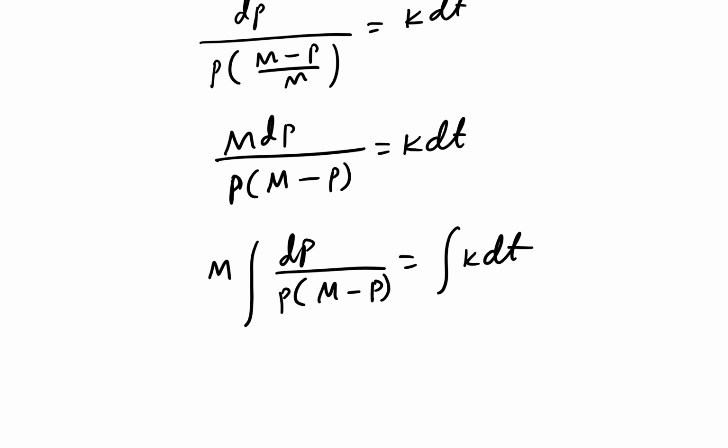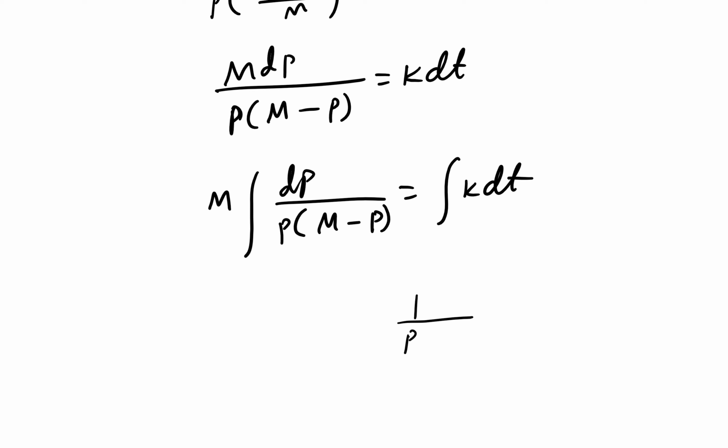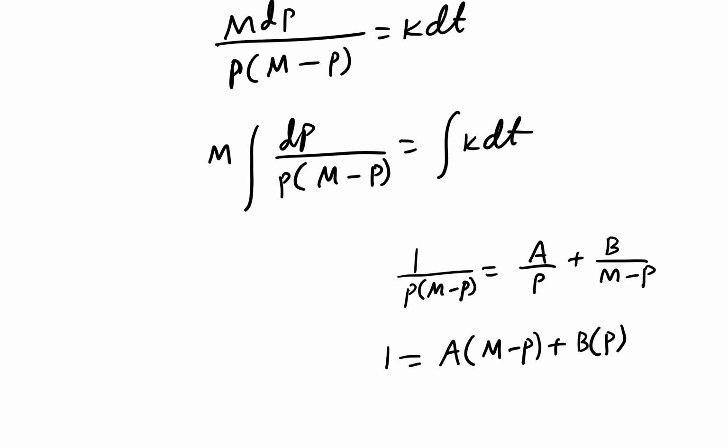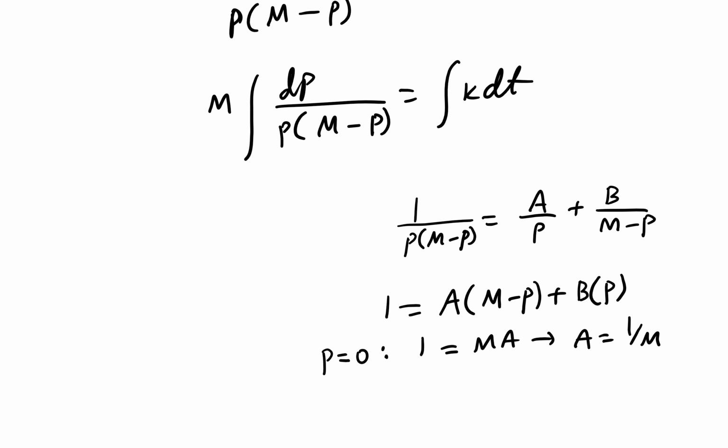The left-hand side, that's where we use partial fraction decomposition. So we're going to try this on the side: 1 over P times (M minus P) equals A over P plus B over (M minus P). When we multiply everything by the LCD, we're going to get 1 equals A times (M minus P) plus B times P. And when we solve for capital A and capital B, we're going to choose values for P. Maybe P equals 0. I would get MA equals 1, so A equals 1 over M. Another value for P could be M. You get 1 equals MB, so same thing. So B equals 1 over M.